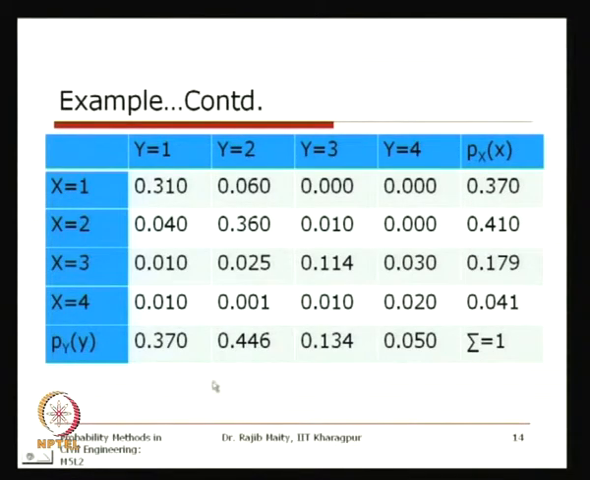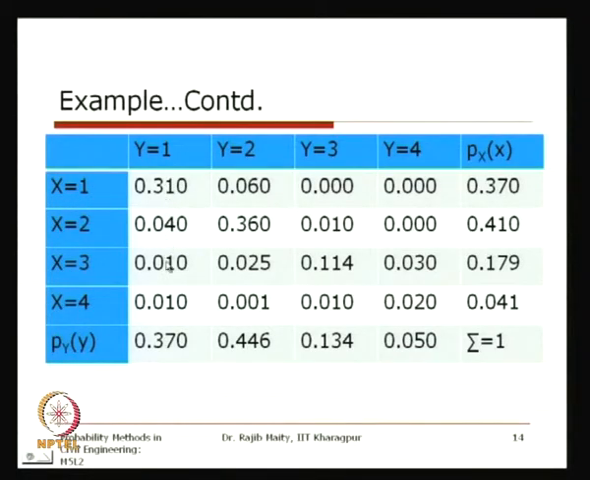Similarly, if we want to know the marginal distribution of y, then for the probability of y equals 1, we have to add up again 4 such events, that is y equals 1 and x equals 1, 2, 3 or 4.